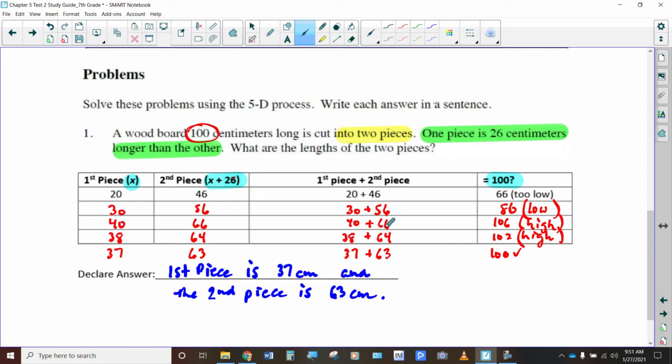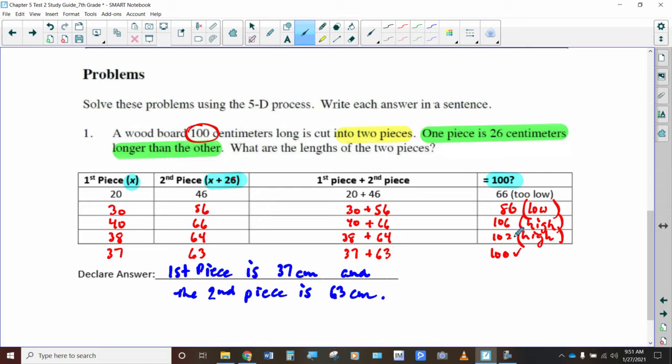So then from 40, since 40 was the first one that was too high, I'm going to back it up a little bit. Now, a little bit of strategy here. 86 is 14 away from our target number. 106 is only 6 away from our target number. So if I were going to choose my next number, I would want to choose something closer to 40 than 30, since 106 is closer to our target than 86 was. So that's why I went to 38.